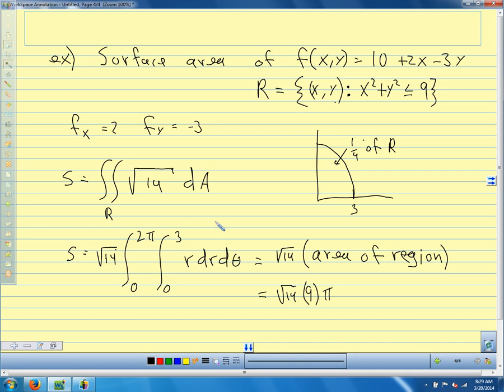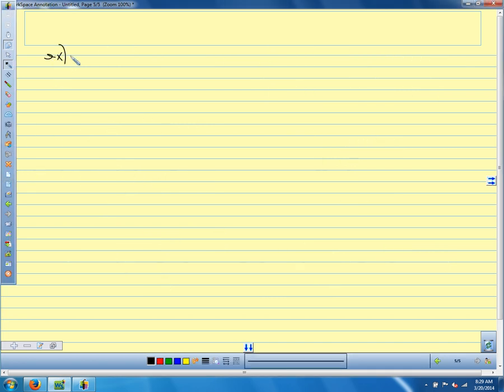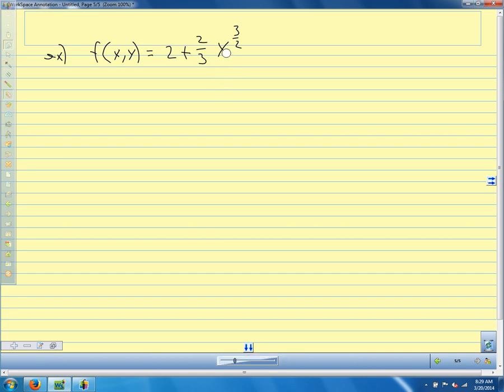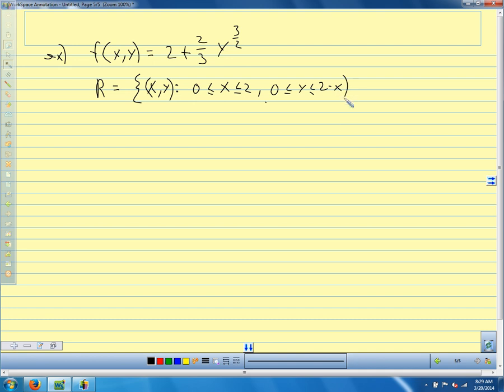So questions there? Let's look at another example. So here f of xy, we're looking for our surface area again. f of xy equals 2 plus 2/3 y to the 3/2. And our region is the set of xy such that 0 is less than or equal to x less than or equal to 2, and 0 is less than or equal to y less than or equal to 2 minus x.